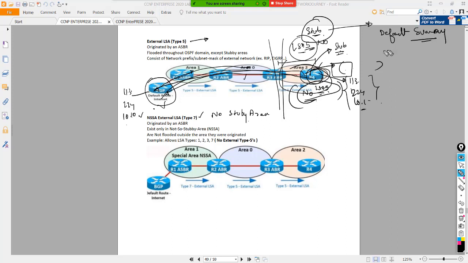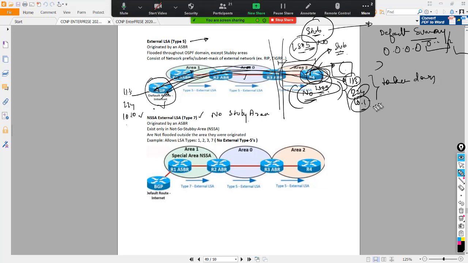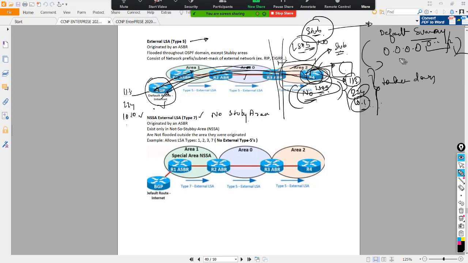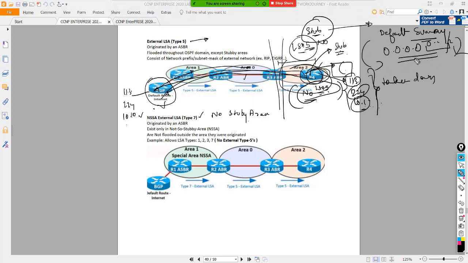Okay, and the summary route will look something like this, and it will point to the gateway. So what happens is these individual networks are going to be taken down. These individual networks will be replaced by a default summary gateway. So we will see this.